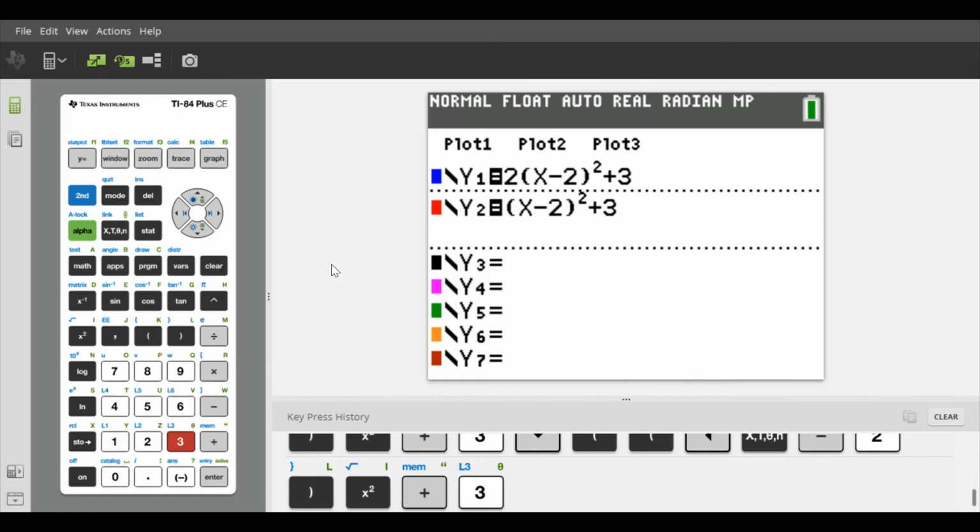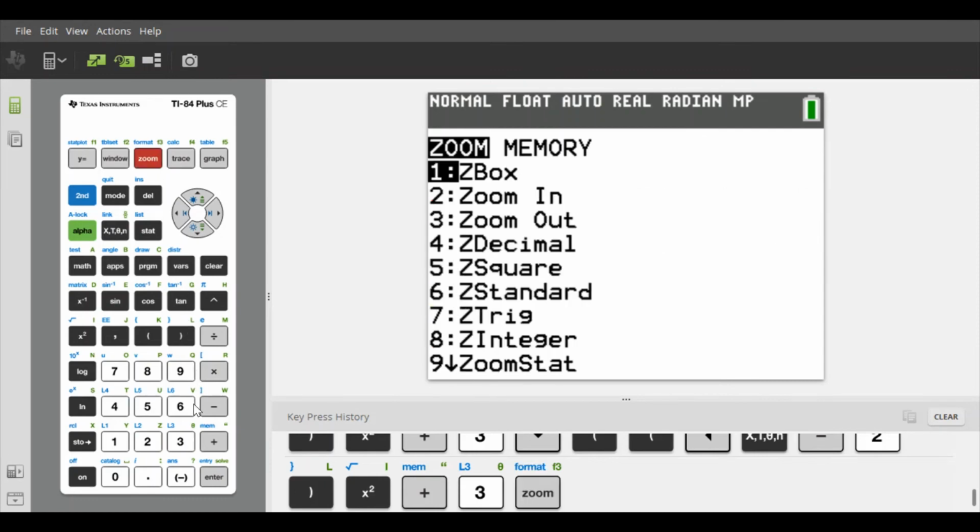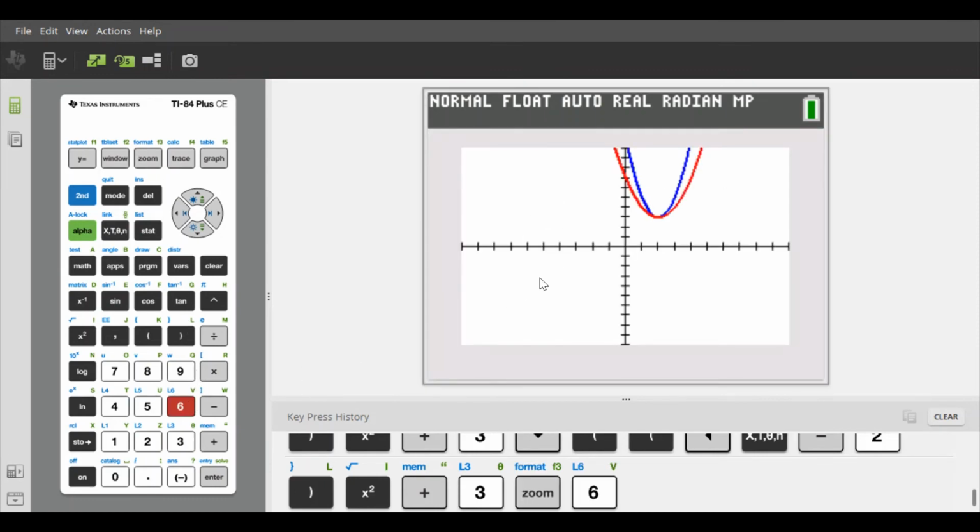Alright, so I already have the two equations typed in. They're basically the same except the a out front. One of them's a 2, one of them's a 1. Okay, if I graph it, let's try Zoom Standard and see how well it does. Zoom Standard does a decent job.